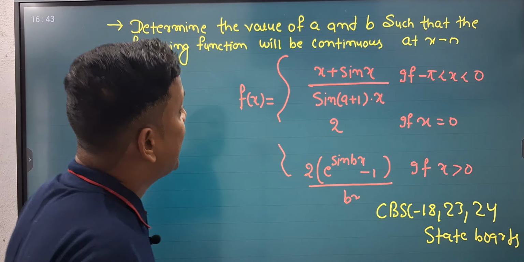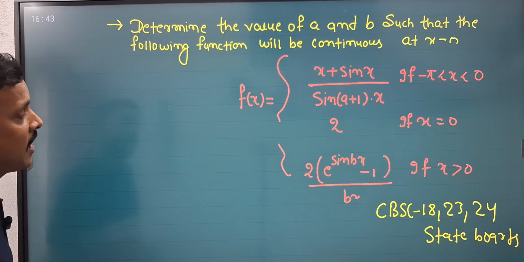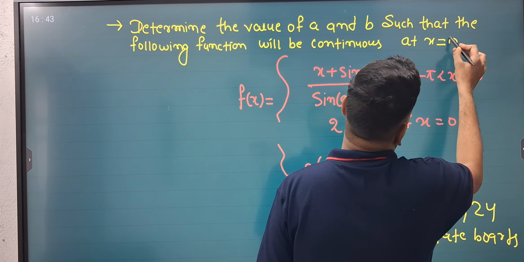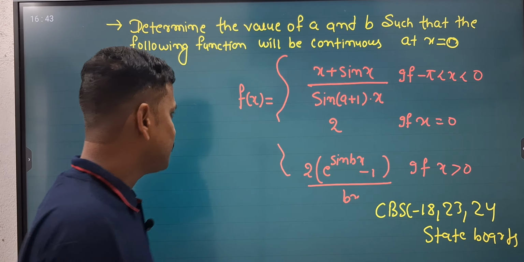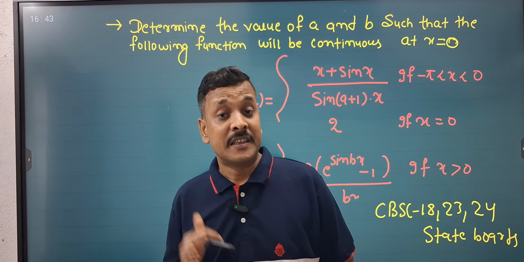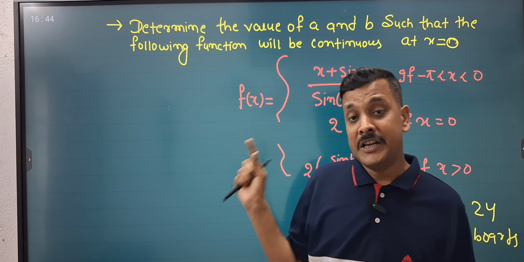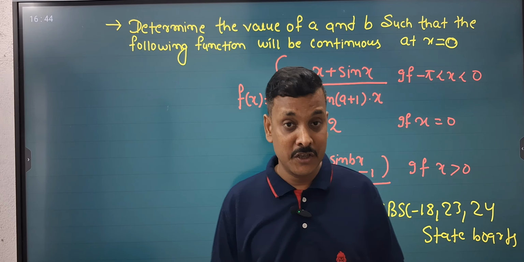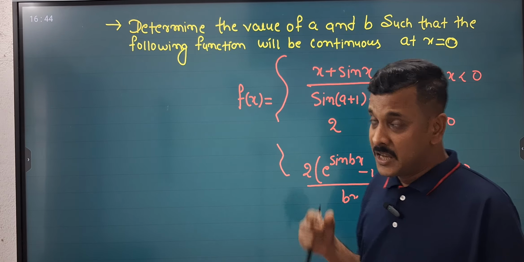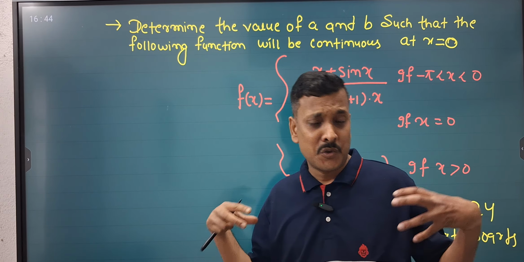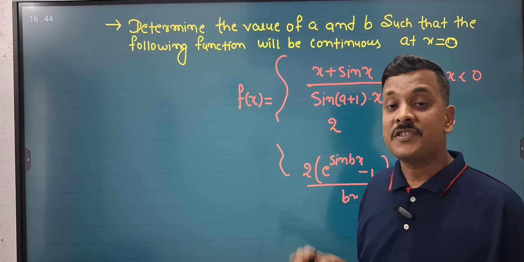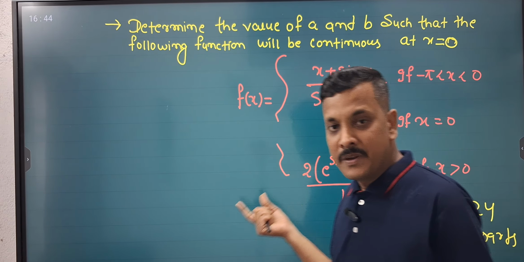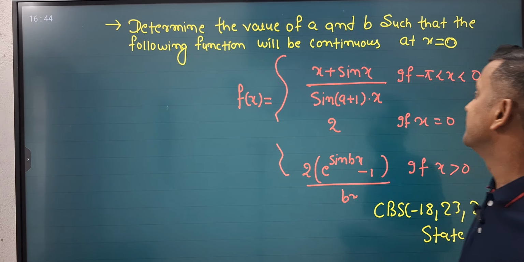Determine the value of a and b such that the following function will be continuous at x equals 0. I have uploaded 3 videos for this chapter, continuity and differentiability. If you want, you can watch those videos, and you will understand very well. Even if you do not watch, you will understand very well. Please focus on this video till the last.